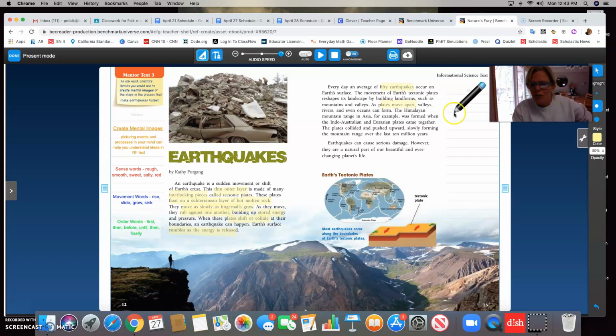The Himalayan mountain range in Asia was formed when the, so down in here, these right here, that's where those would be. The plates collided and pushed upward, slowly forming the mountain range over the last 10 million years. Earthquakes can cause serious damage, as we probably know just from our experiences, seeing things on TV, hopefully. However, they are a natural part of our beautiful and ever-changing planet's life.